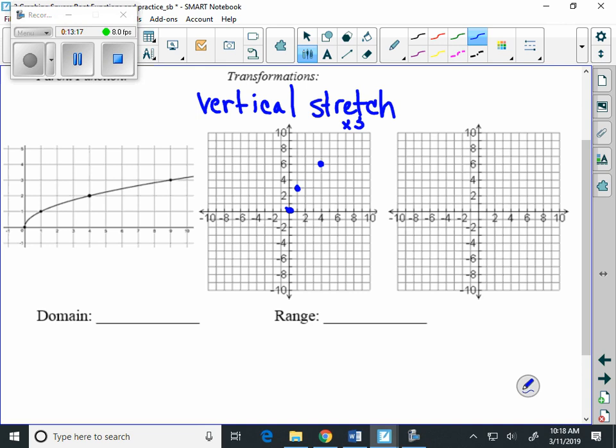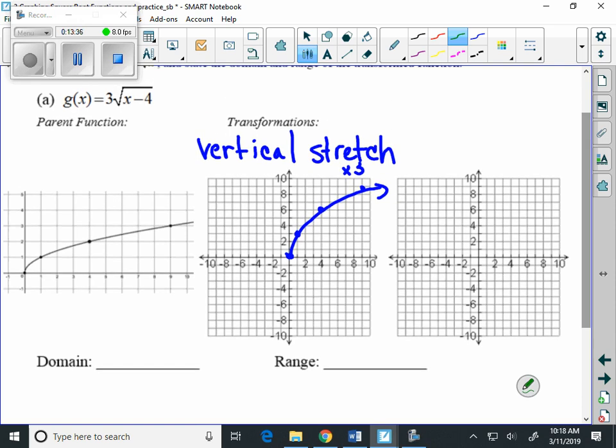And 9, 3, we're still going to go right 9, but instead of going up 3, we're going to go up 3 times 3. So this is going to be 9, 9. We vertically stretched that graph. We have one more transformation.